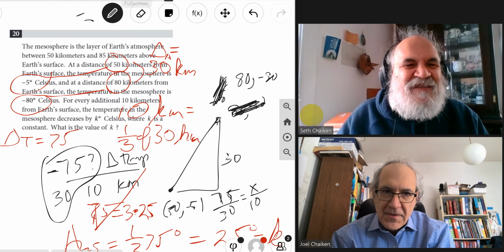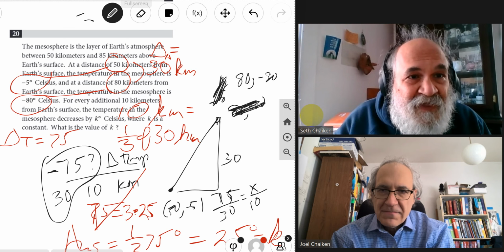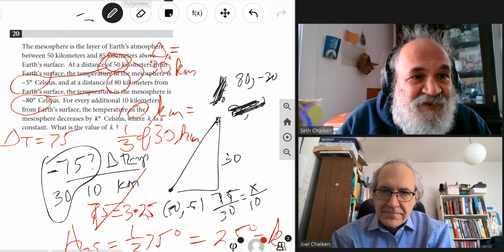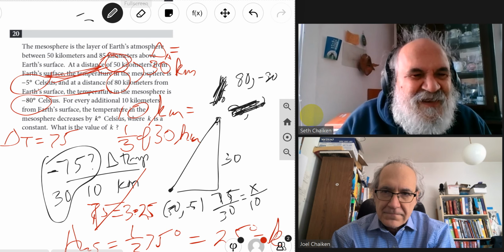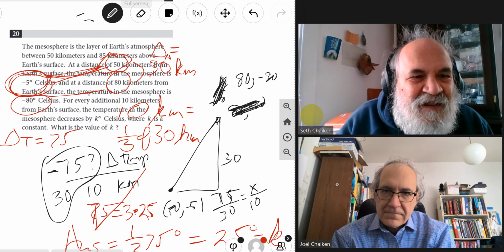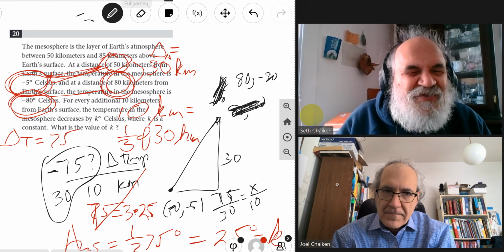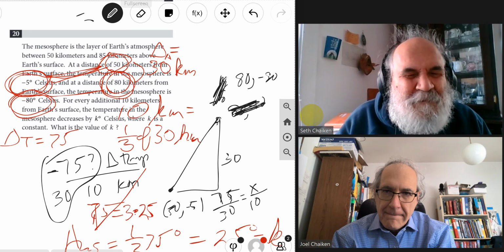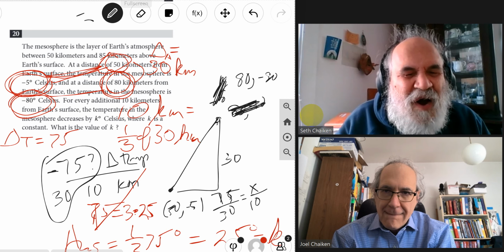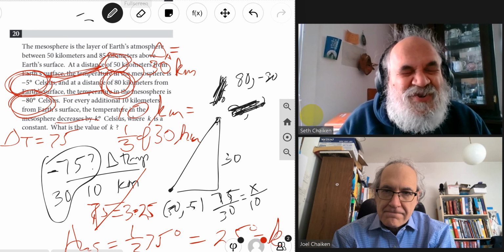I think when you do a problem on the paper SAT, it would be a good idea to use your pencil and circle the relevant numbers, like I did here. 50 kilometers is the altitude at which it's -5. 80 kilometers is the altitude at which it's -80. It helps you imagine that as you go to higher and higher absolute values of negative numbers, you decrease. The question is, how much do you decrease?